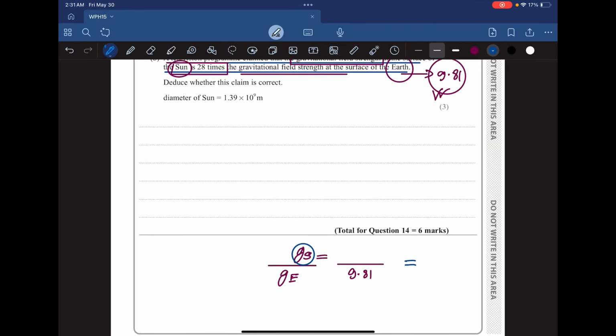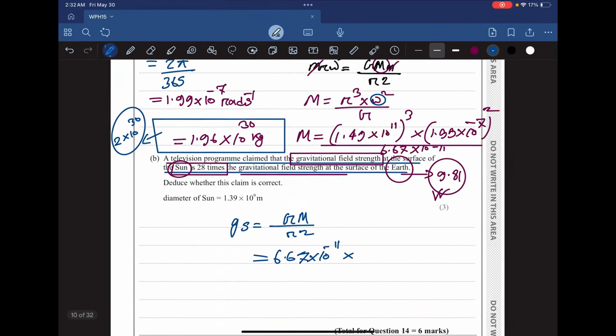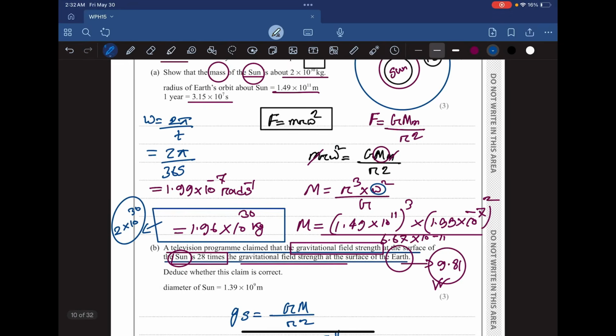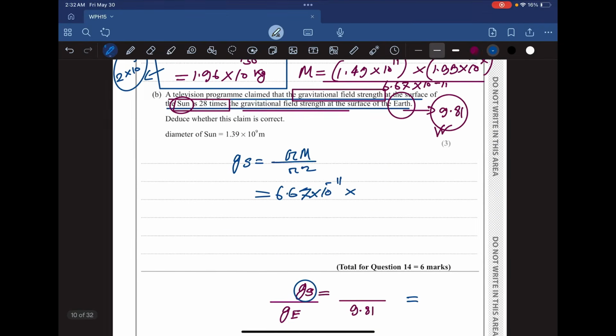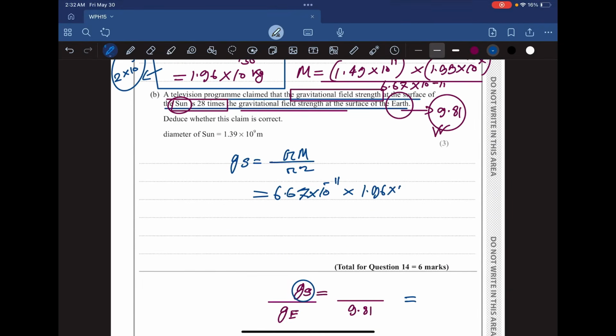So now let's figure out the gravitational field strength of the sun. We know there is a very easy formula for it, which is GM by r squared, right? And we know G is 6.67 into 10 to the power minus 11, multiplied by the mass of the sun that we figured out previously, which was 1.96 into 10 to the power 30, divided by r squared. And we know the radius of the sun that they have given us.